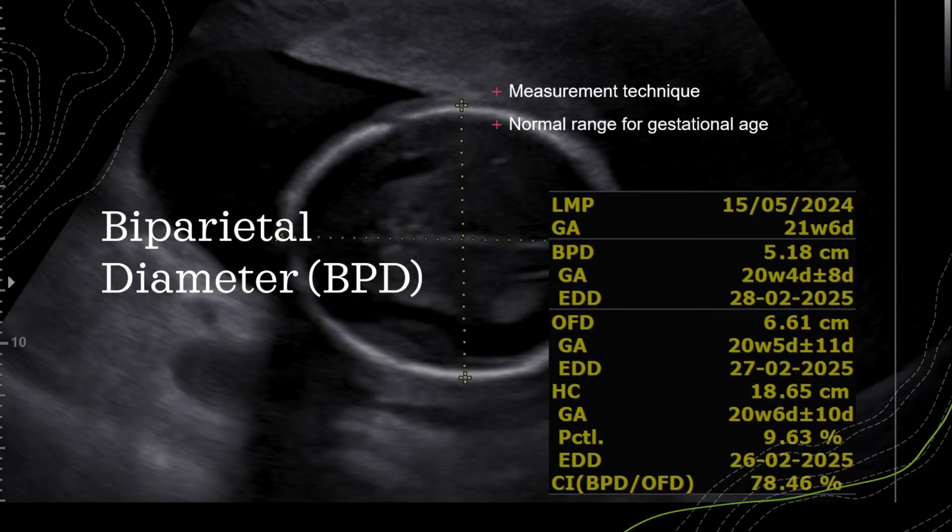BPD helps us assess the size of the fetal head, and normal values vary based on gestational age. A significantly smaller or larger BPD may suggest issues such as microcephaly or macrocephaly respectively.